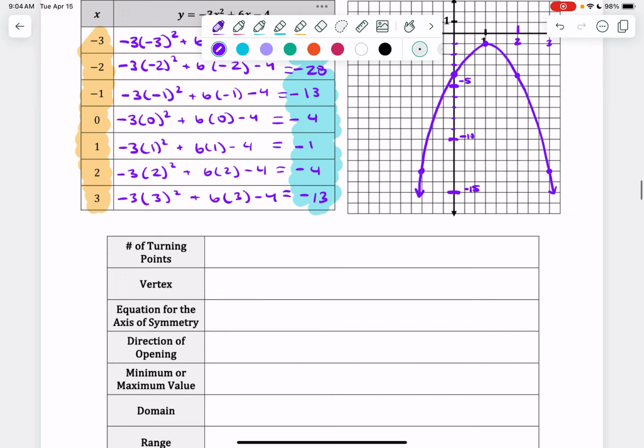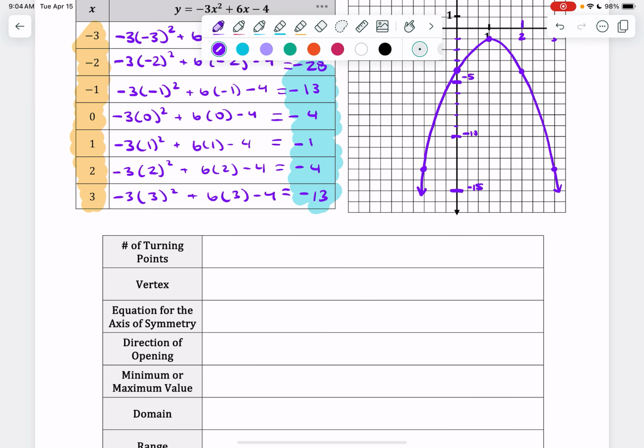Okay, welcome back. So when I take a look at a parabola, every single parabola will always have one turning point. My vertex is this guy here. The coordinates are 1, -1. The equation for the axis of symmetry is always going to be x is equal to the x coordinate of the vertex.